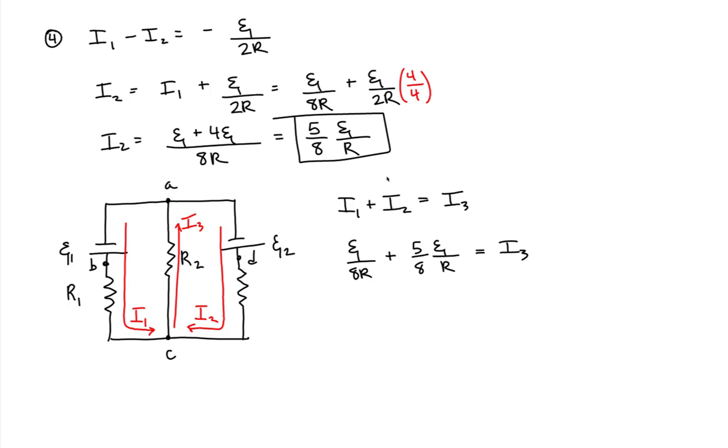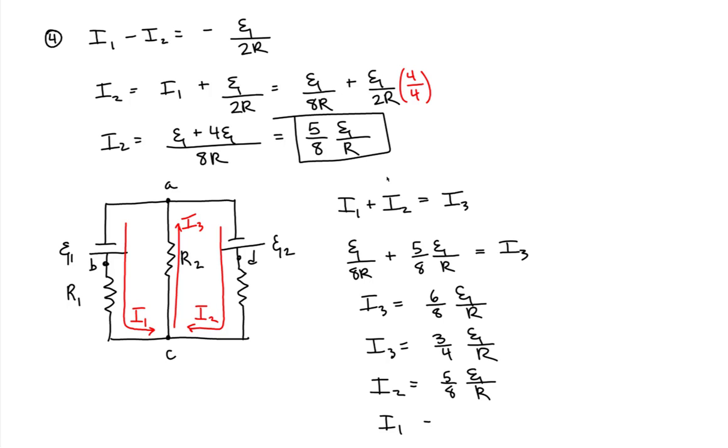So I3 is equal to 6/8 times the EMF of battery 1 over R. So in other words, I3 is equal to 3/4 the EMF over R. So let's put all of our results together. We have I3. We have I2 is equal to 5/8 the EMF of battery 1 over R, and I1 is equal to 1/8 the EMF of battery 1 over R.